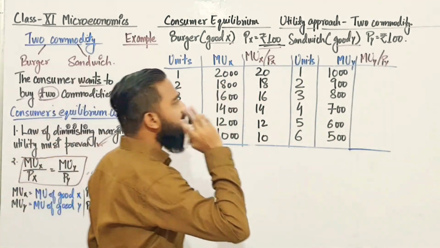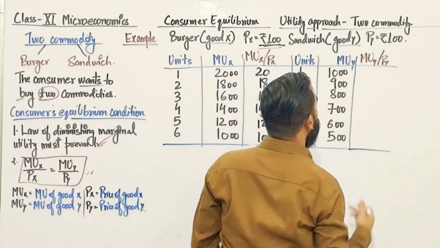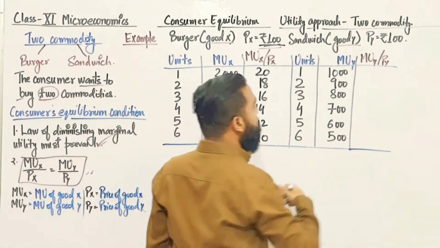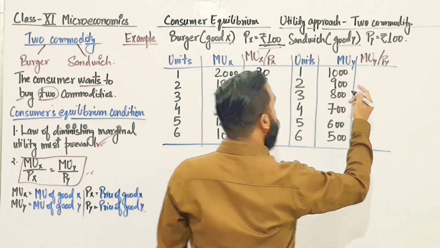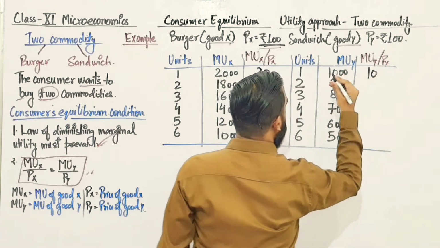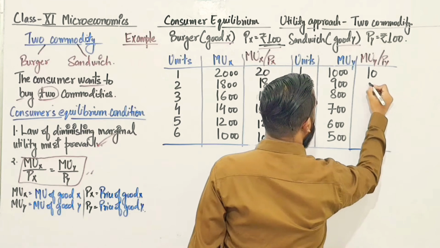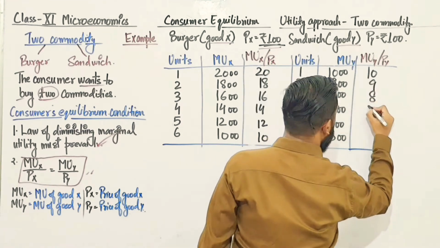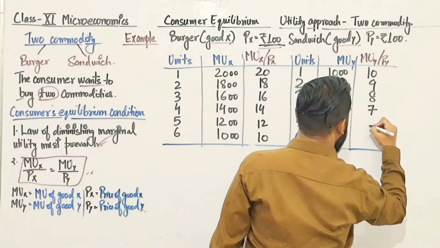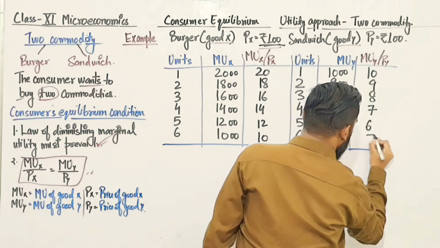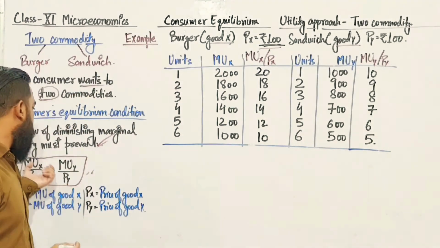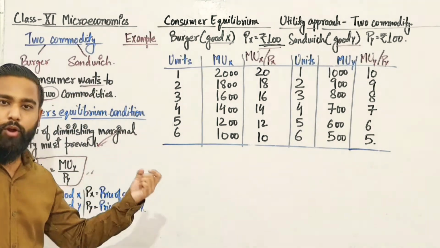Now we have to do the same thing for sandwich also. Calculate the value of MUY upon PY, which is 1000 upon 100, 10, 900 upon 100, 9, 800 upon 100, 8, 700 upon 100, 7, 600 upon 100, 6, 500 upon 100, 5. Fine. We have calculated the value of MUX upon PX and MUY upon PY.